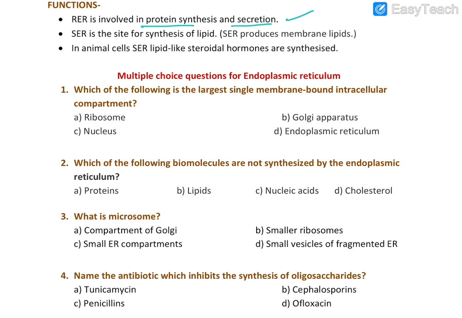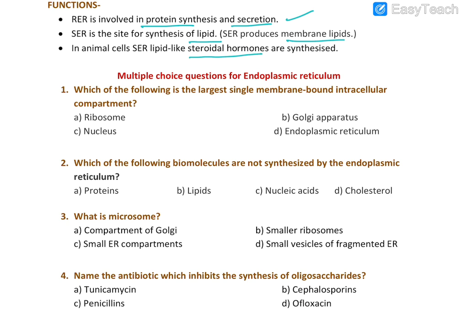Smooth endoplasmic reticulum has many functions. Smooth endoplasmic reticulum is actually involved in synthesis of lipid. That is also involved in formation of membrane lipids. Phospholipids are produced. Even the smooth endoplasmic reticulum is involved in production of steroidal hormones, that is in animals. Along with that, in animals, it is involved in detoxification. It is going to neutralize the toxic substances that are present in our body. That is the major function of smooth endoplasmic reticulum.